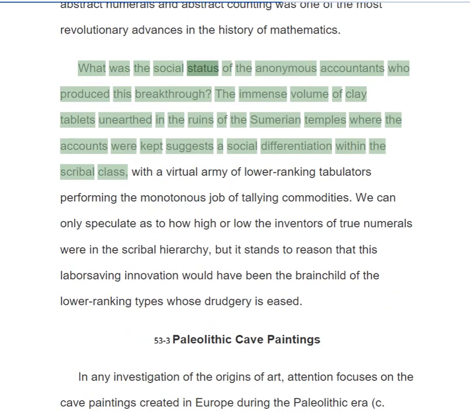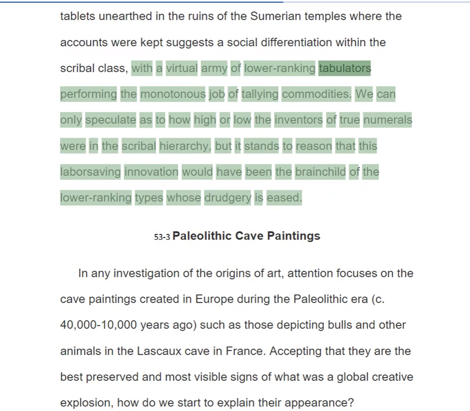What was the social status of the anonymous accountants who produced this breakthrough? The immense volume of clay tablets unearthed in the ruins of the Sumerian temples where the accounts were kept suggests a social differentiation within the scribal class, with a virtual army of lower-ranking tabulators performing the monotonous job of tallying commodities. We can only speculate as to how high or low the inventors of true numerals were in the scribal hierarchy, but it stands to reason that this labor-saving innovation would have been the brainchild of the lower-ranking types whose drudgery is eased.